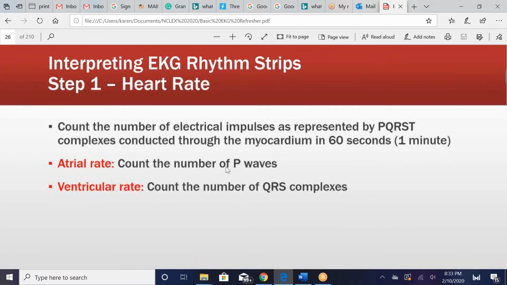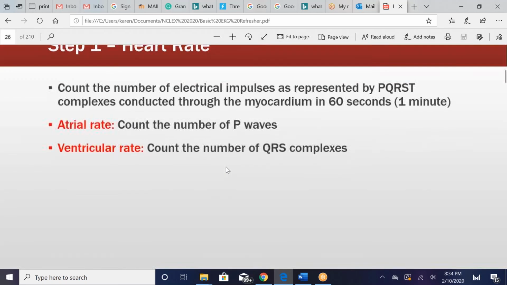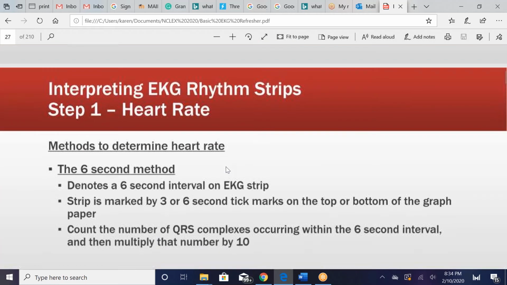So how do we calculate the rate? You count the number of electrical pulses as represented by the QRS complex. They say count the number of P waves, that's an atrial wave, and then also ventricular, you can count the number of QRS complexes. But remember that the complex you're counting is caused by a contraction. One is caused by the contraction of the atrium, which is the atrial rate, and the other is counted by the ventricular, which is the ventricular rate.